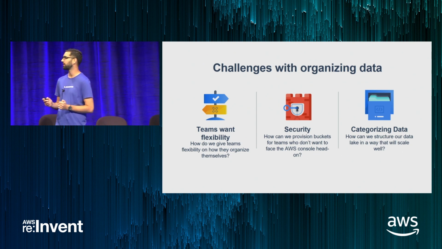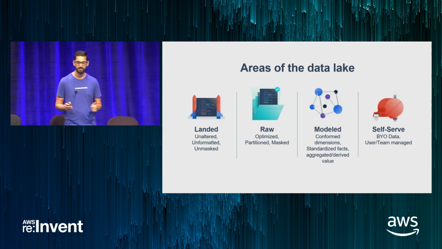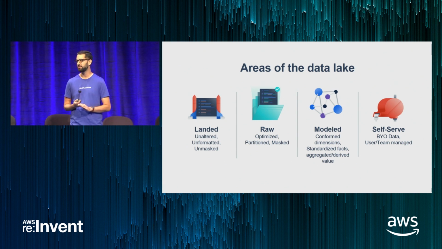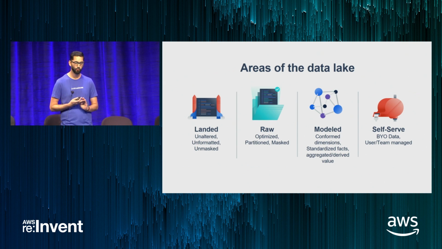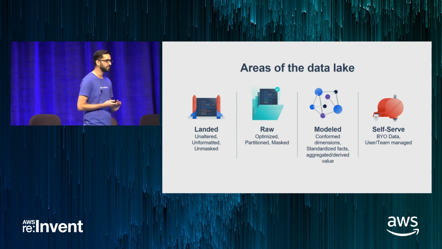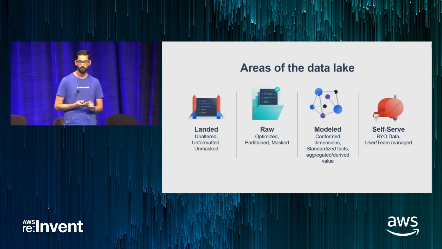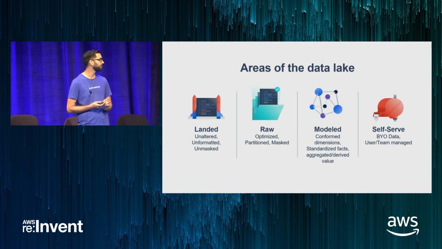So I'll start with categorizing. In our data lake, we essentially have four areas. We have the landed area, which is not exposed to our users, not performant for query engines, but we keep it around just in case we need to replay any ETL. We have raw, which is partitioned and optimized data, usually columnar formatted. We mask any sensitive data here, and we expose it in our data lake at this stage as well.